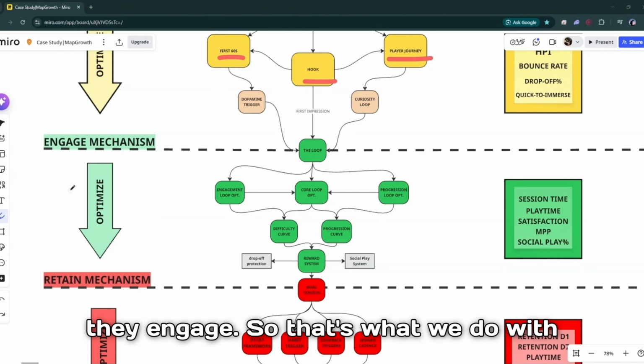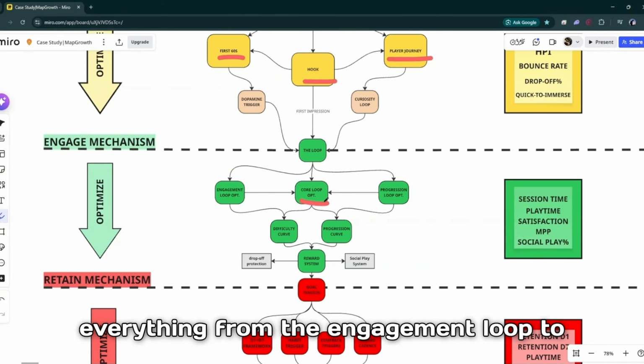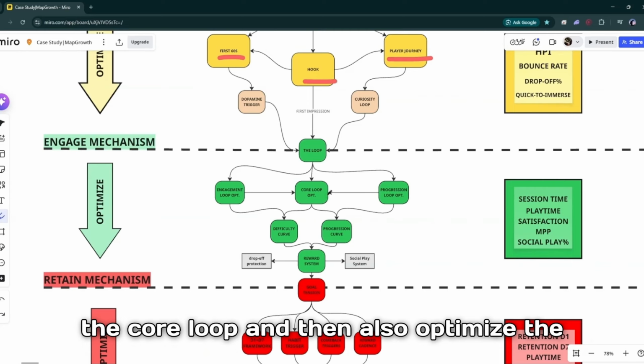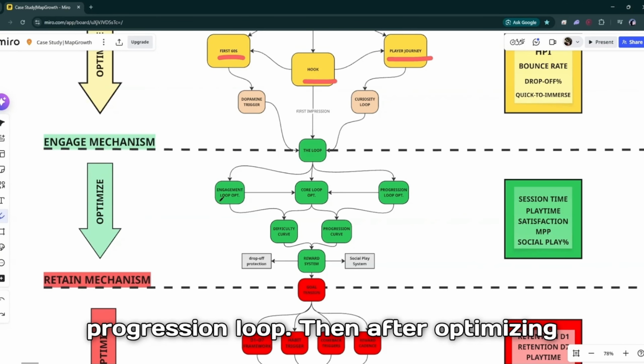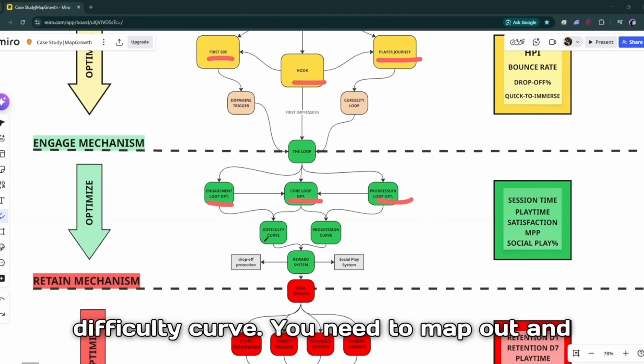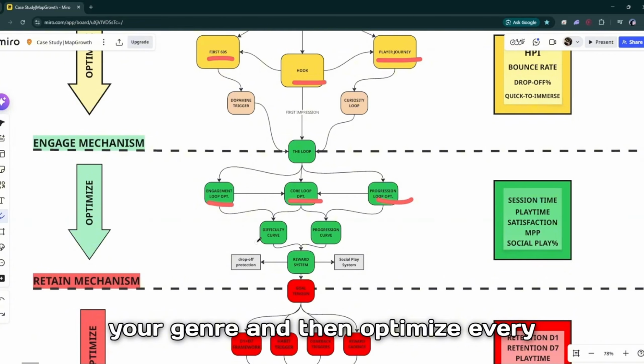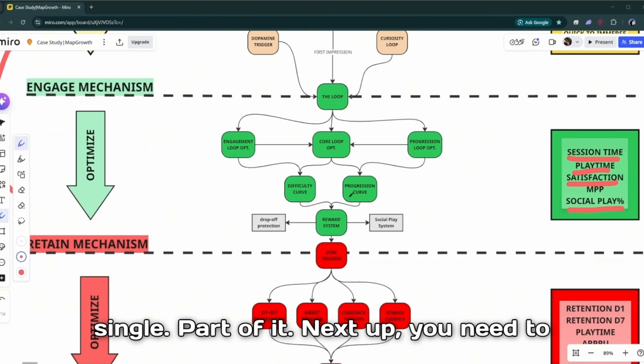So that's what we do with the engage mechanism. We need to optimize everything from the engagement loop to the core loop, and then also optimize the progression loop. Then after optimizing every single one, we move over to the difficulty curve. You need to map out and know your exact difficulty curve based on your genre, and then optimize every single part of it. Next up, you need to optimize the progression curve.